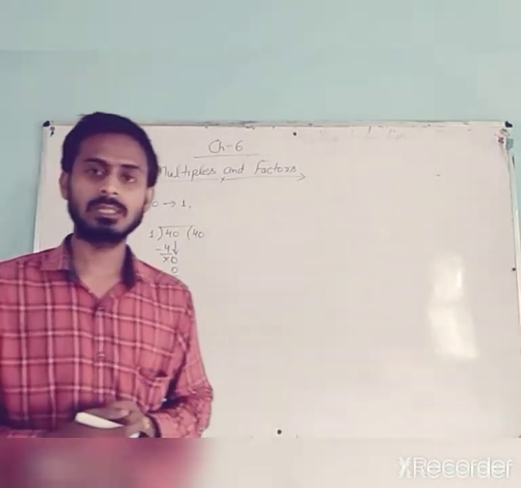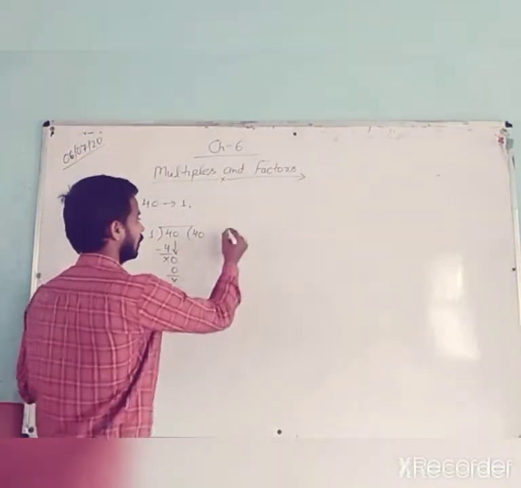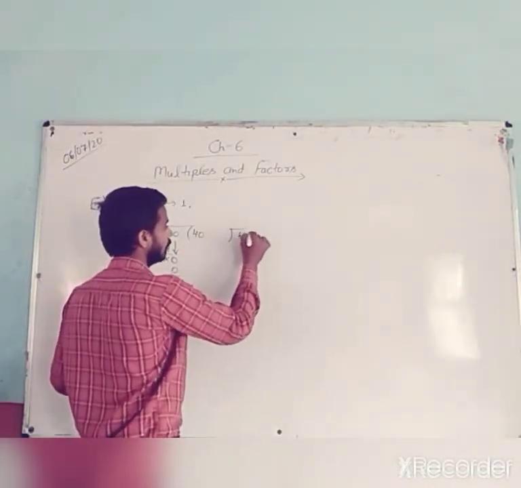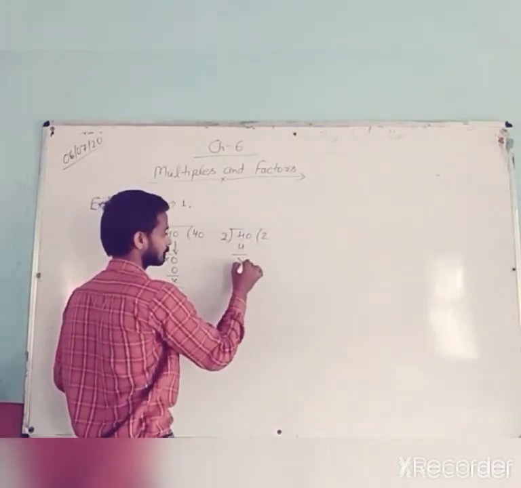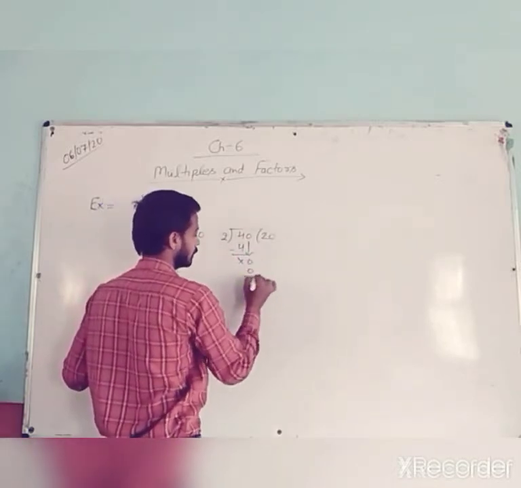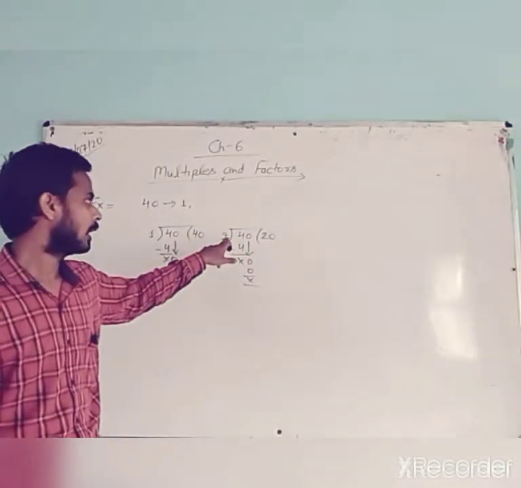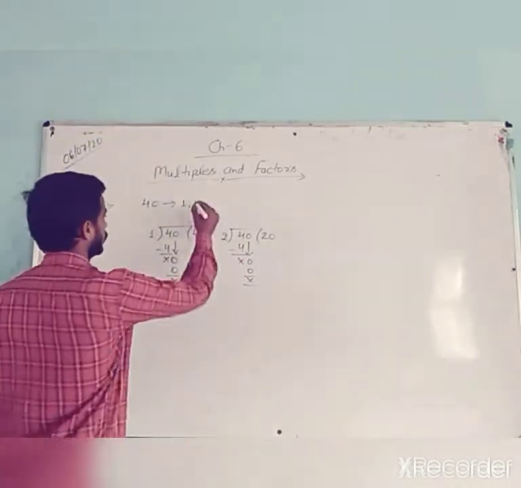Now next, divide this number 40 by 2. When you divide 40 by 2, 2 2s are 4. Now 0. 2 zeros are 0. It means again 2 is a factor of 40. So write here 2.